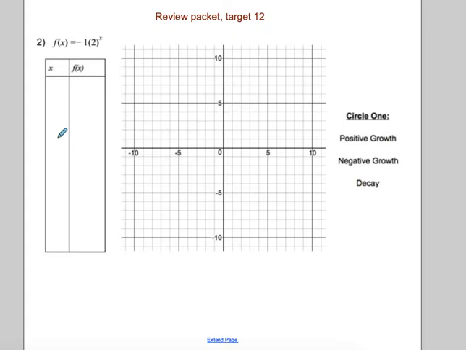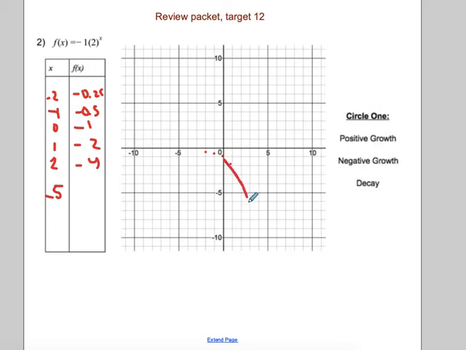So this one, they left it open for you so you can plug in whatever you wanted. I did the standard -2, -1, 0, 1, 2, and I did one more just to look over on this side, and you'll see why when we get there. At -2, I was at -0.25. At -1, I was at -0.5. At 0, I was at -1. Here I was at -2. Here I was at -4. So that's a quarter, that's a half, that's 1, that's 2, that's 4.